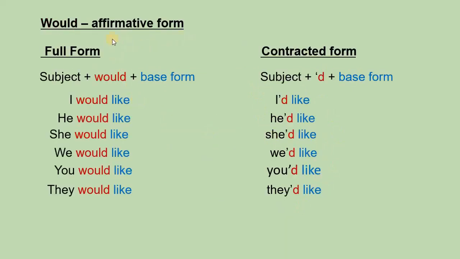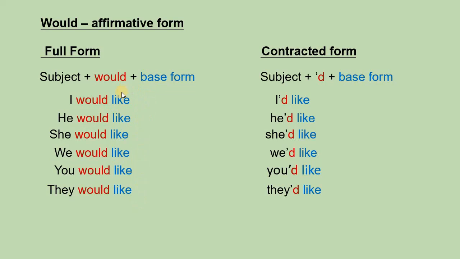So let's start with the form, would in affirmative form. In full form it is subject plus would plus base form of the verb. I would like: so I is a subject, and we have would, and then we have the base form of the verb, which never changes.